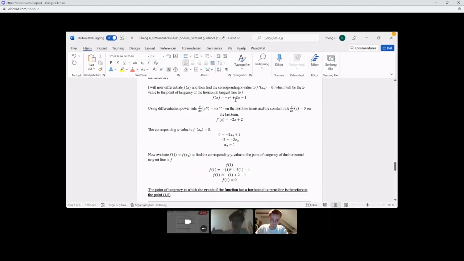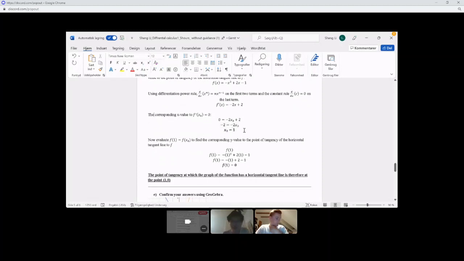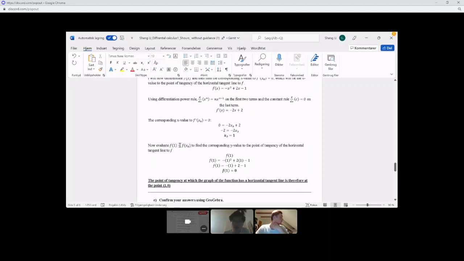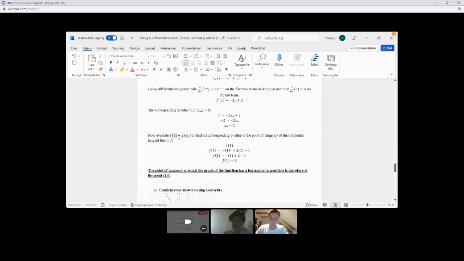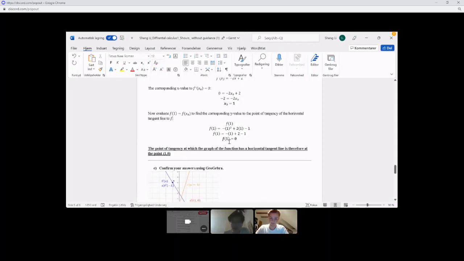So now I differentiated the function using those rules stated here. I got this expression, and now I'll find the corresponding x value to when this function has a slope of 0. The corresponding x value will then be, as calculated here, 1, and to evaluate the y value of the point of tangency of the horizontal tangent line to f, I will just evaluate f of 1, which is f of x sub 0, and the result will be f of 1 equals 0, which is the y value of the point.